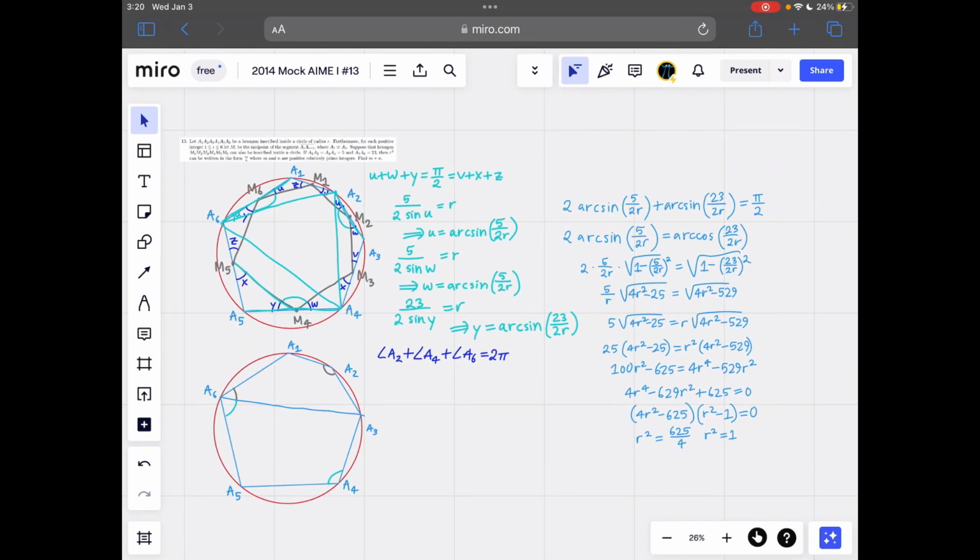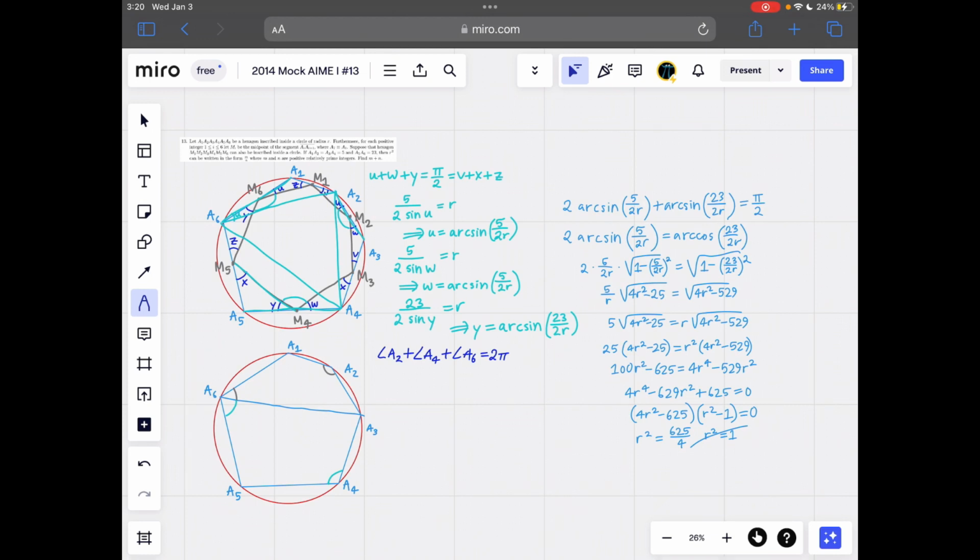And there's just one problem. We can't have a chord of length 23. Like A5, A6 is 23. That cannot fit on a circle with radius 1. Not even 5 can fit on a circle with radius 1. The largest possible chord that could be on a circle of radius 1 is 2, and that's only the extreme case when it's a diameter. So R squared cannot equal 1. It equals 625 over 4.